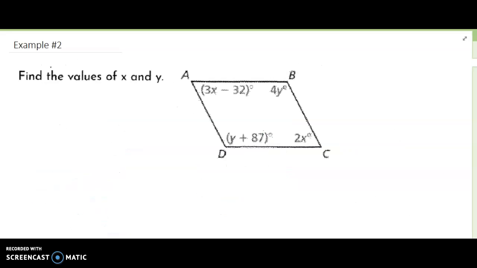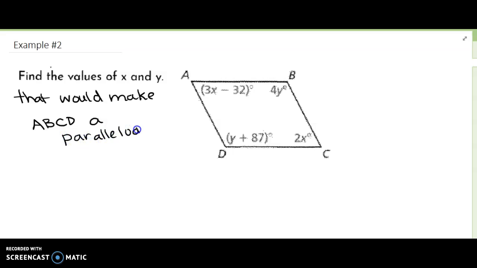All right, I want you to go ahead and try example 2 on your own. You should have enough knowledge to do this. So find the values of x and y, and I'm going to add to this that would make ABCD a parallelogram. Okay, so I want you to go ahead, try this on your own, and then we'll go over it.